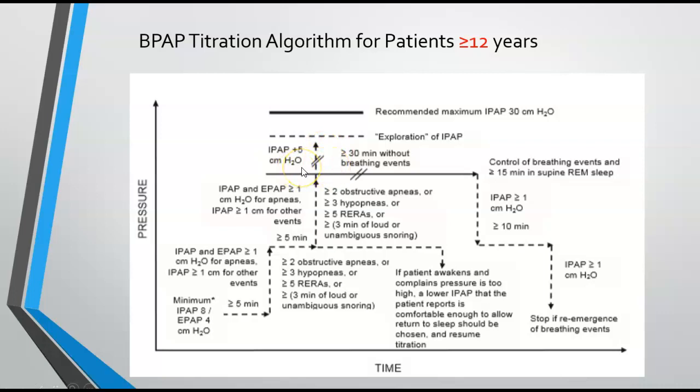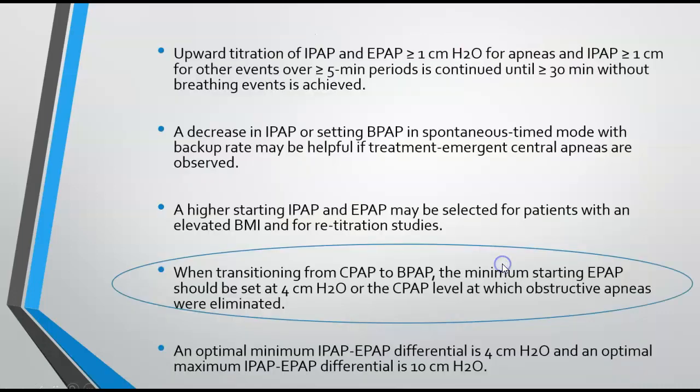Again, there is an exploratory purpose titration. For exploratory purposes, pressure increments can be given up to 5 centimeters, and then there are also down titration policies as well. And so now there is a difference. This is the one we discussed, starting at 8/4. But what if a patient was on a CPAP titration and is being transitioned into bilevel? In that case, what should be the starting bilevel pressure?